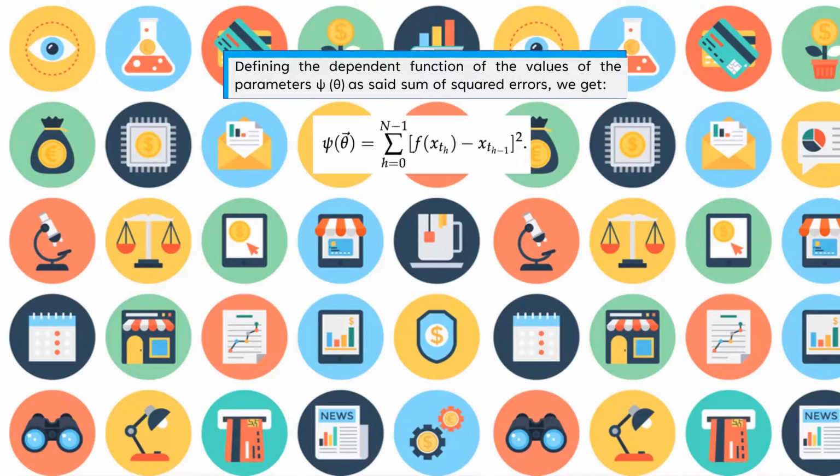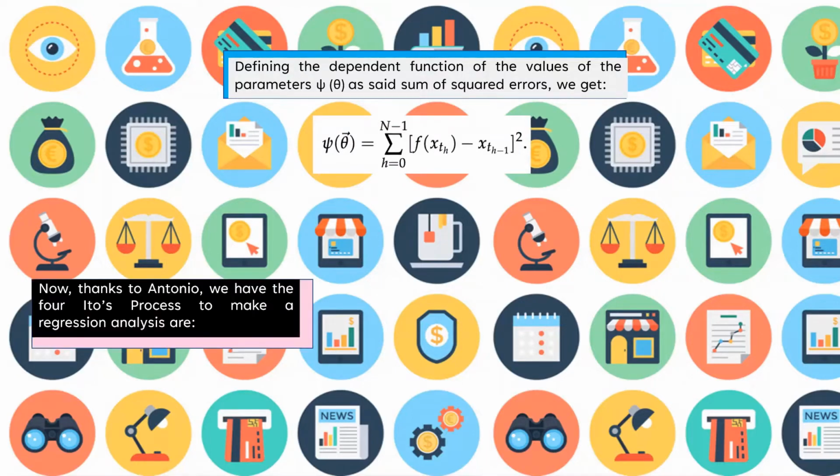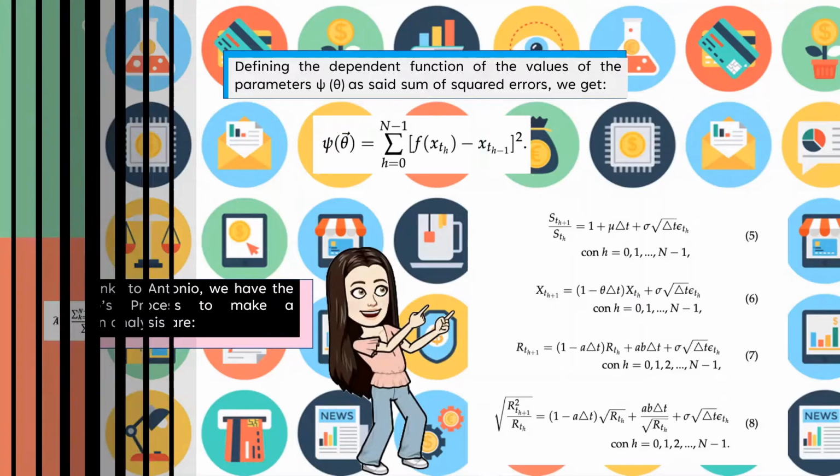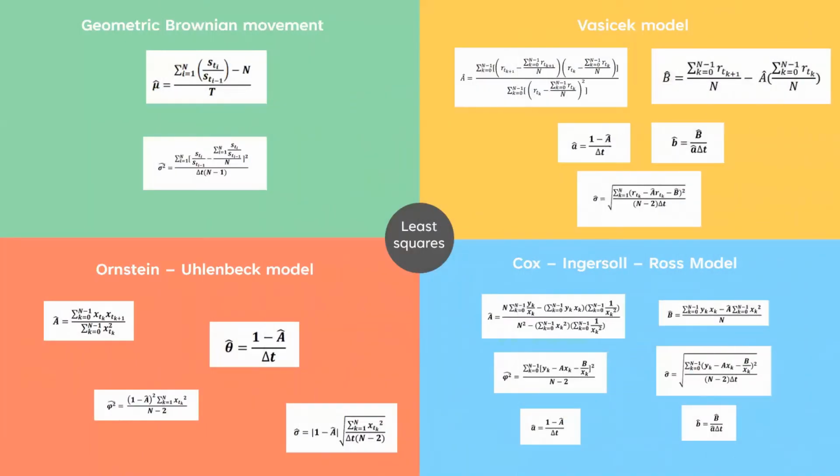we get this. Now, thanks to Itô, we have the process to make a regression analysis. Thanks to this, we can model a regression analysis in every process to estimate the parameters using the least squares method, except for the geometric Brownian motion, since it requires a trajectory transformation into a sample of independent and identically distributed random variables. Doing some algebra or simply looking it up on the internet, we get these formulas for least squares.